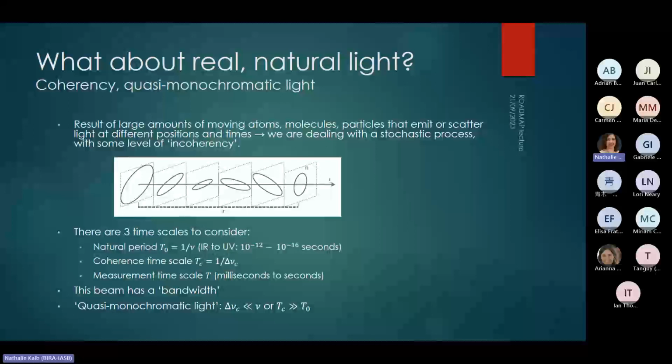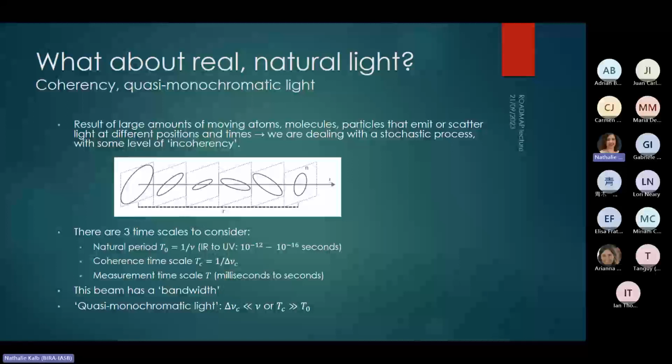You have a coherence time. This is a time scale in which the polarization ellipse remains more or less constant. And then you have a measurement time scale that is much longer. So this is the coherence time scale, this here, this is the measurement time scale. It changes all the time, all the time.